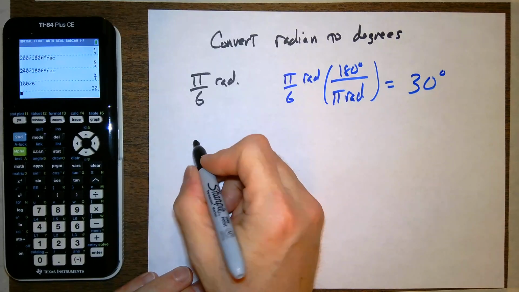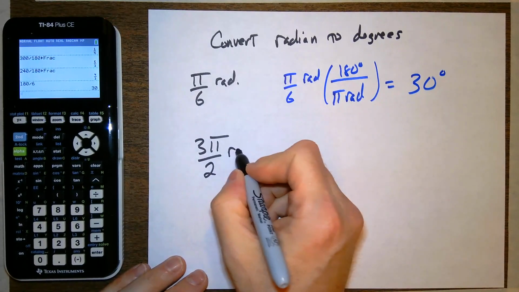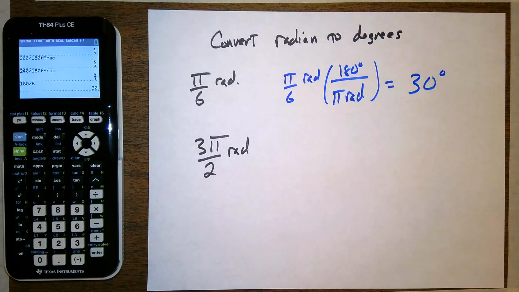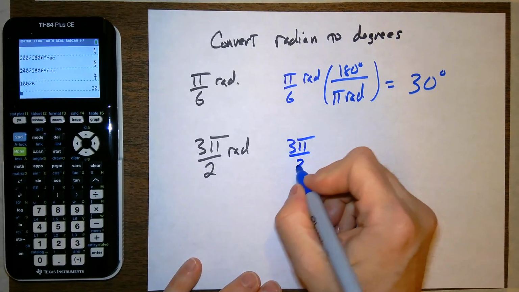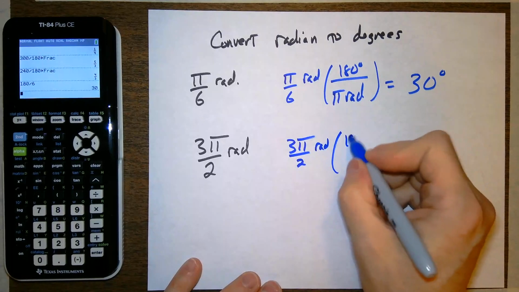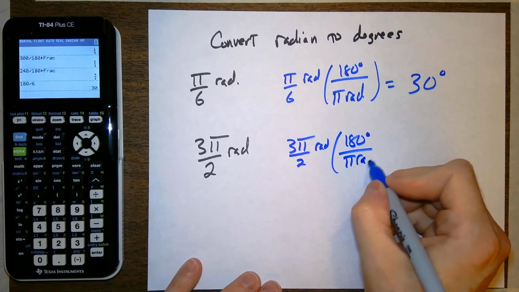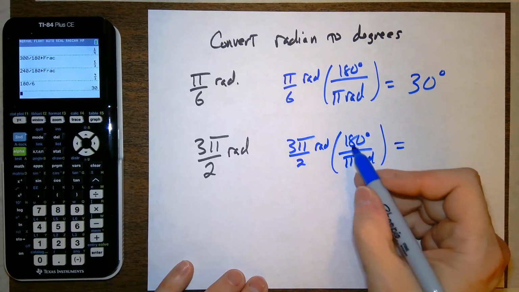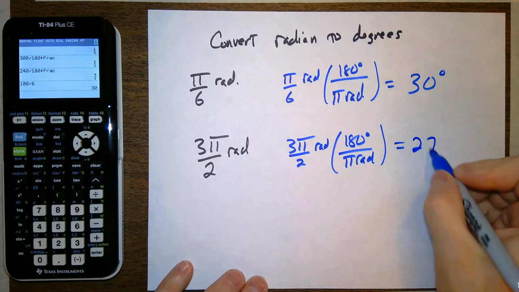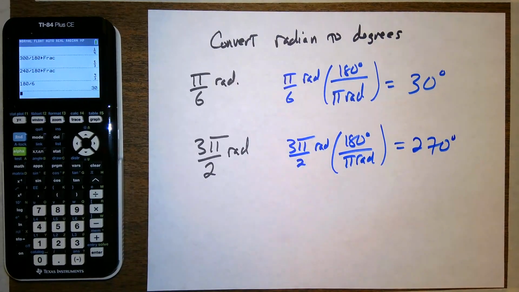All right, let me give you one to try. Convert 3 pi over 2 radians to degrees. So again, I'm going to take the 3 pi over 2 radians times 180 degrees divided by pi radians. The radians and pi's cancel. 3 times 180 divided by 2. 180 divided by 2 is 90 times 3. 270 degrees.